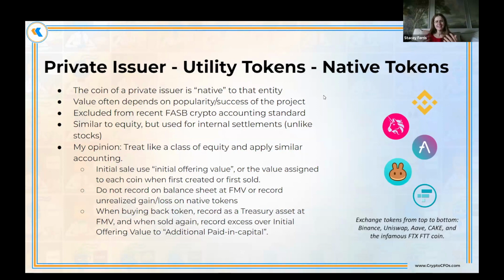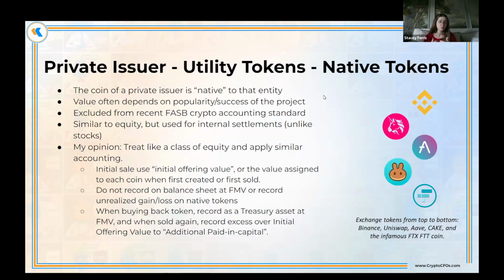So I think it's kind of like the equity of a company, but it's a little bit different. Its value often depends on the popularity and success of the project. It's excluded from the recent crypto accounting standard. It's similar to equity and often used for internal settlements, which is unlike stocks. So it can be used kind of like a currency in a way. It's used in ways that stock isn't used.